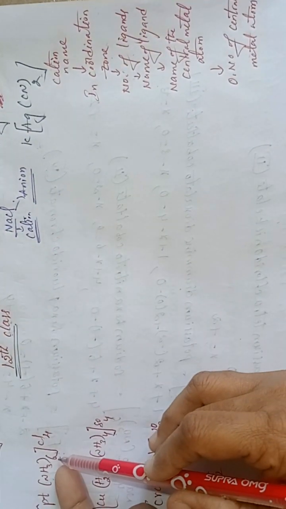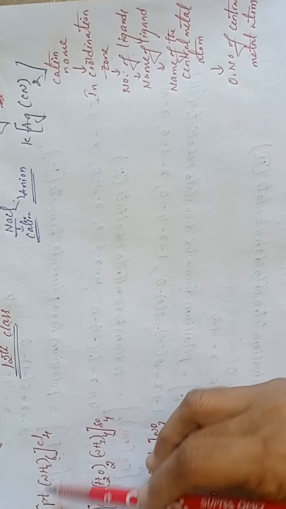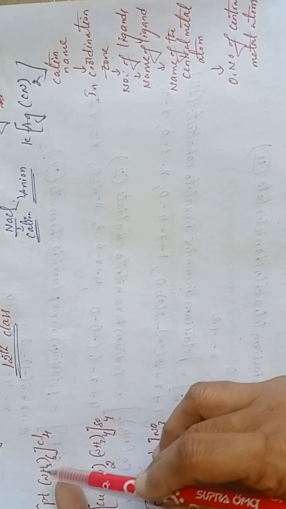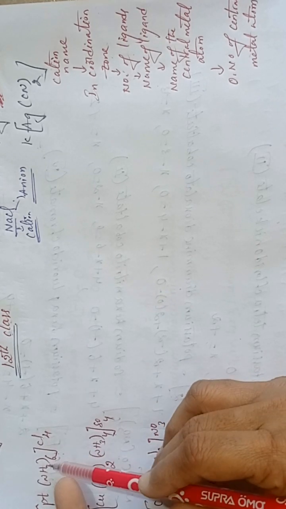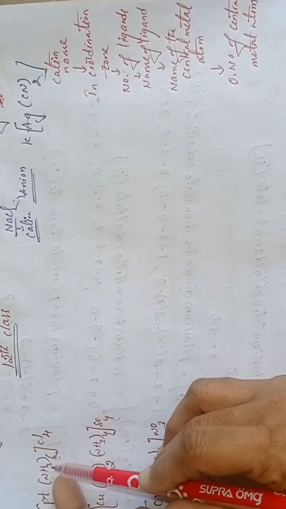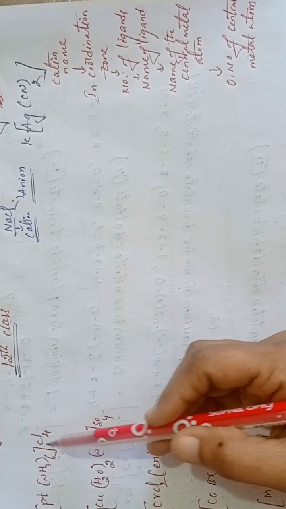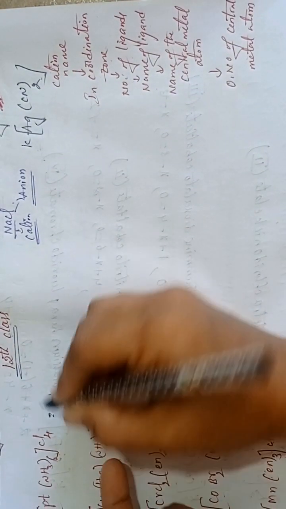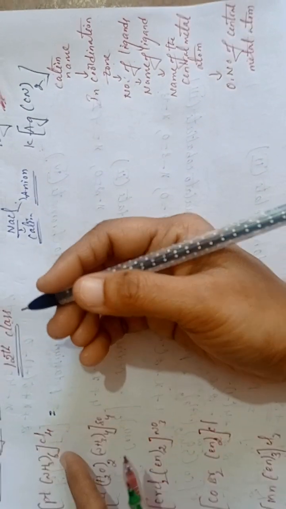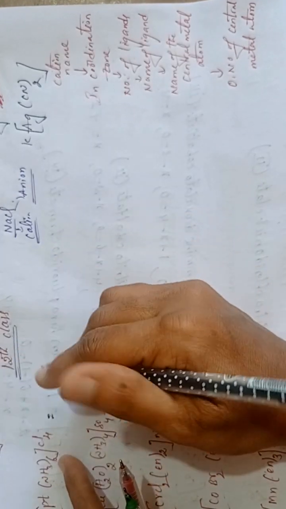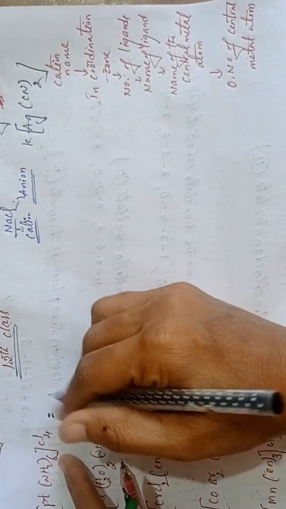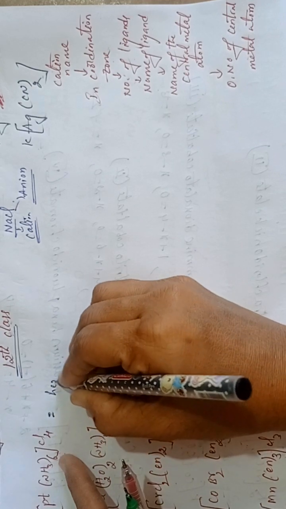How many ligands are there? Six ligands. This is the central metal atom, these are the ligands. Are you clear? How many ligands are there? Number of ligands, 6. So how to write the name? Hexa. Six means what prefix do we have to use? Hexa. So we have to use hexa.